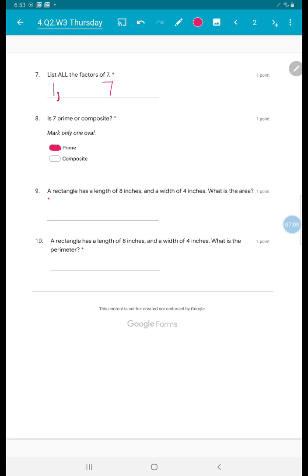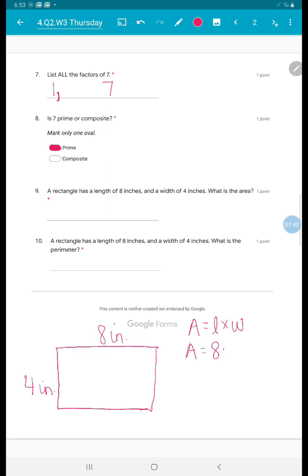Then for the next question, you have a rectangle that has a length of 8 inches and a width of 4 inches. What is the area? All right. So if we know the length of 8 inches and a width of 4, to find the area, area equals length times width. So we'll do 8 inches times 4 inches. And 8 times 4 is 32.